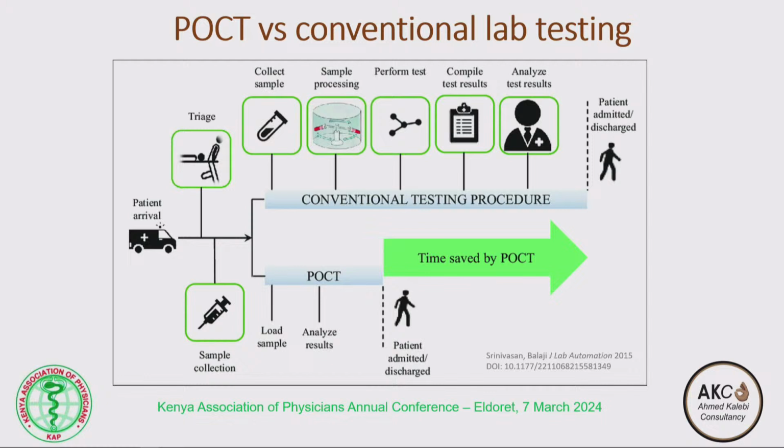So the difference between point-of-care testing and conventional testing is simply that with point-of-care testing, you get it done on the spot. For pro-BNP tests, most of them will be between 3 and 5 minutes.